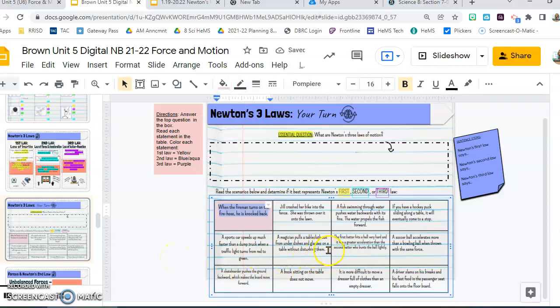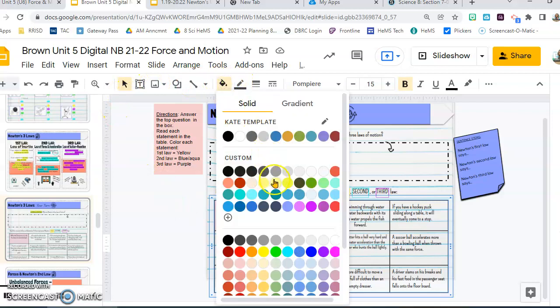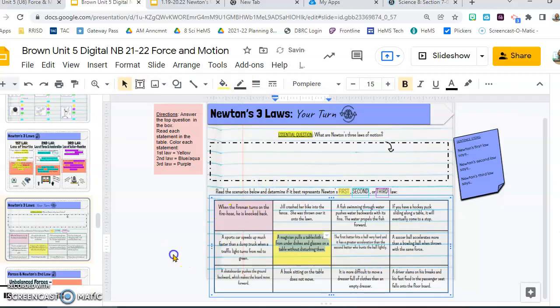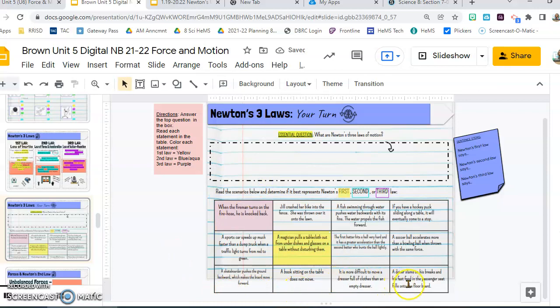A magician pulls out a dish from under the table and glasses without disturbing them. Well, we did that one in class with the penny and the paper. So I can tell you the simple version that that's a first law, because remember, those things aren't really going to move. Okay. And a third law, let's see. All right, let's look for one.